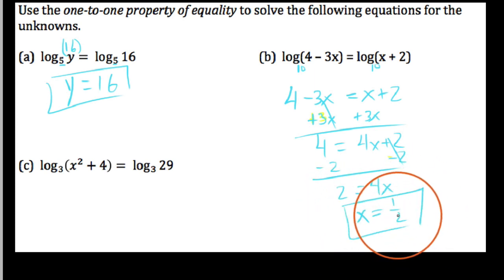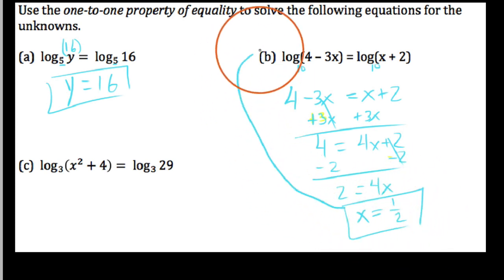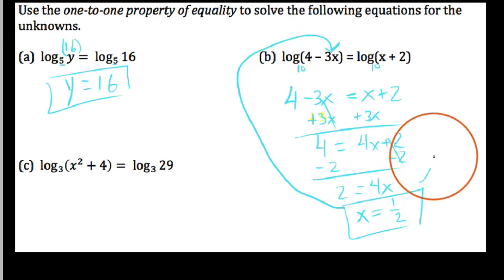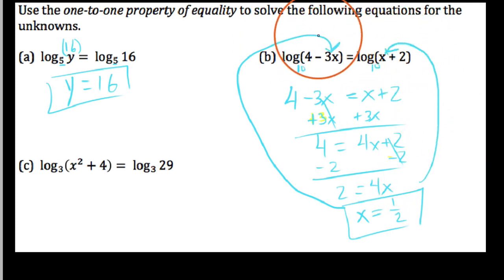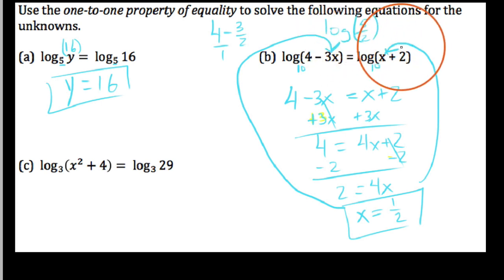I do want to check this, actually. You should always check your solution. If I plug this back in up here, 3 times a half is 3 halves, so we get 4 minus 3 halves on the left. Remember, 4 wholes is the same thing as 8 halves. 8 halves, take away 3 halves, is 5 halves. So we get log of 5 halves on the left. On the right side, 2 plus a half is 2 wholes plus 1 half, that's 4 halves plus 1 half. We would get log of 5 halves equals log of 5 halves. So I'm not crazy when we say that we found the right answer here.